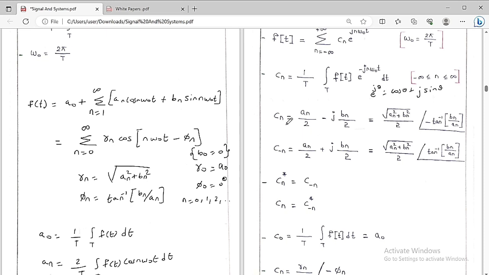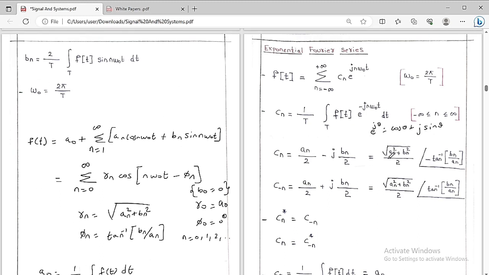Now in place of n, I will substitute minus n. Then what is going to happen? Listen carefully. C of minus n is nothing but An by 2 plus j Bn by 2. Here minus becomes plus, and the remaining everything is the same as it is. So C of n is this value, and C of minus n means wherever n is there, replace n by minus n, then you are going to get plus here.